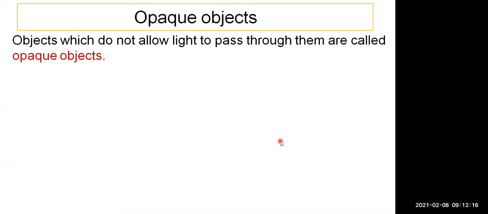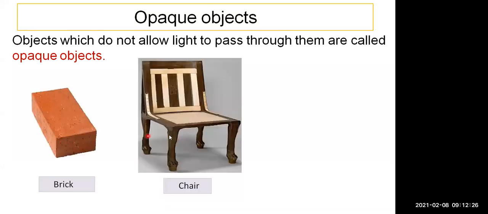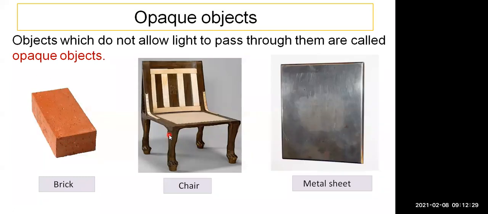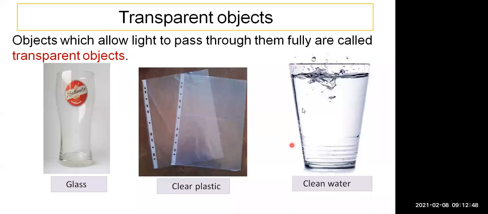Opaque objects are objects which do not allow light to pass through them. Examples are a brick, chair, metal sheets. They do not allow the light to pass through them. Next is the transparent object. They allow all the light to pass through them, and that is why these objects are called transparent objects. Examples are glass, clear plastic, and clean water. We can observe the image clearly through the glass.